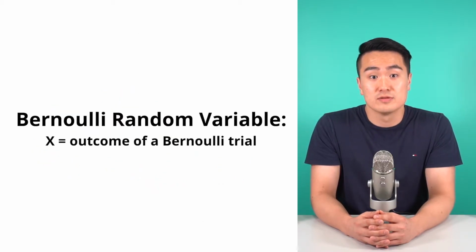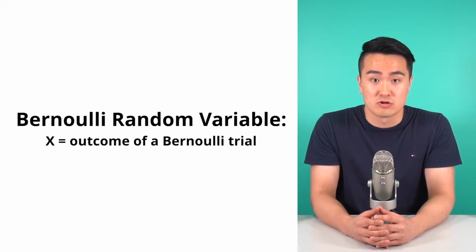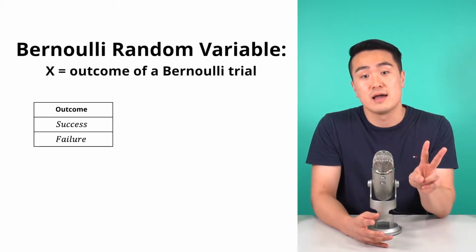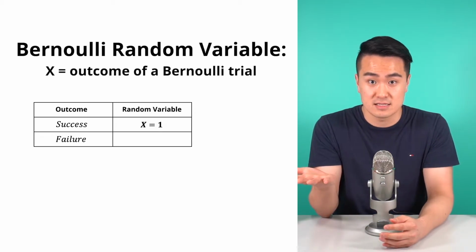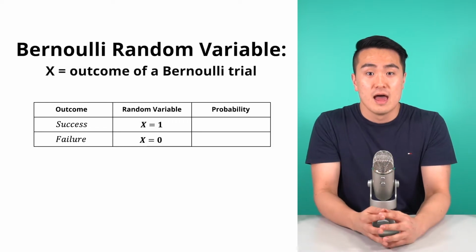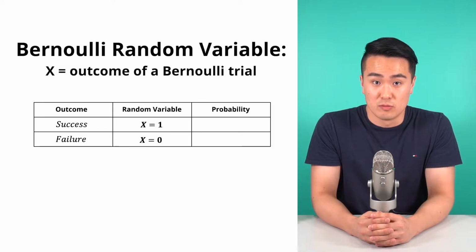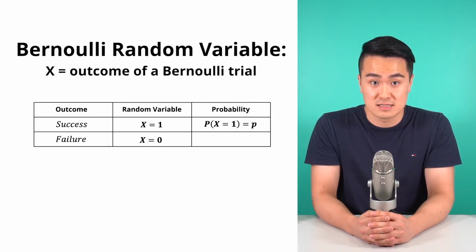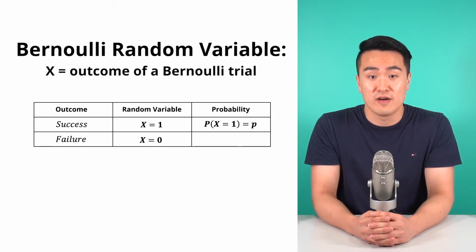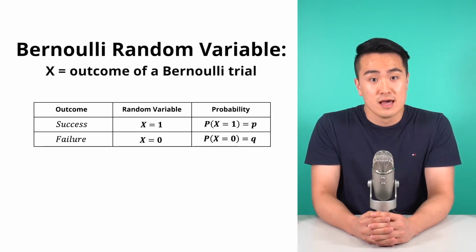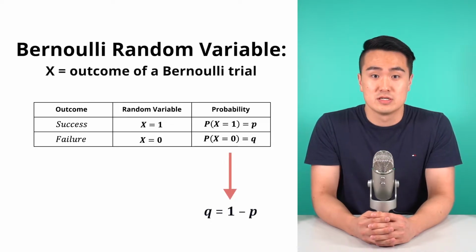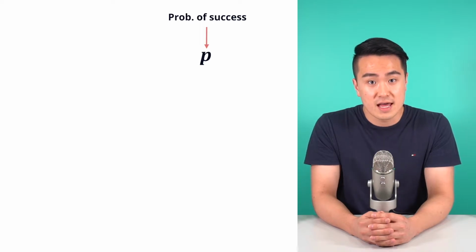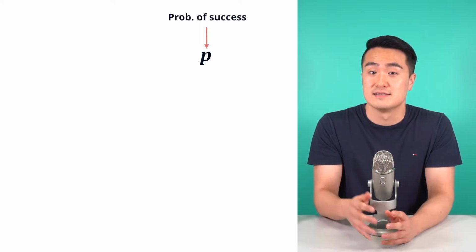So a Bernoulli random variable, say x, records the outcome of a Bernoulli trial. Since there are only 2 outcomes, by convention we let x equals 1 represent success and x equals 0 represent failure. As with all random variables we ventured through, we are also interested in its probability distribution. So we denote the probability of success, x equals 1, as p, and the probability of failure, x equals 0, as q. And since there are only 2 possible outcomes, q is just equal to 1 minus p. Because there is only 1 trial, the parameter of a Bernoulli distribution would be the probability of success p. Hence, we can specify the Bernoulli random variable as this.